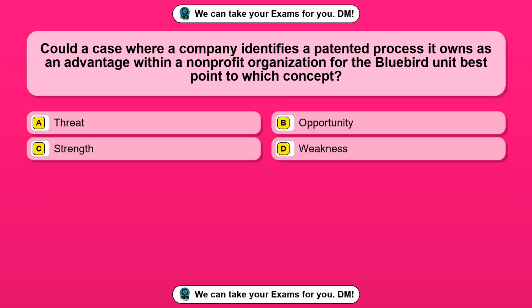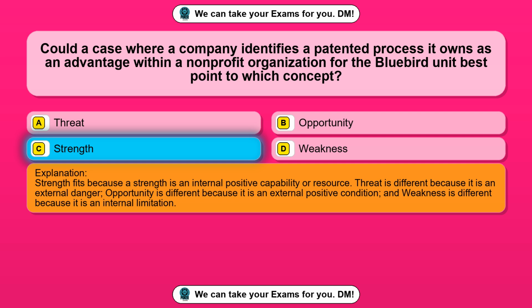Question 45. Consider a case where a company identifies a patented process it owns as an advantage within a non-profit organization for the Bluebird unit. Which concept does it best point to? Option A, threat. Option B, opportunity. Option C, strength. Option D, weakness. The correct answer is option C, strength.